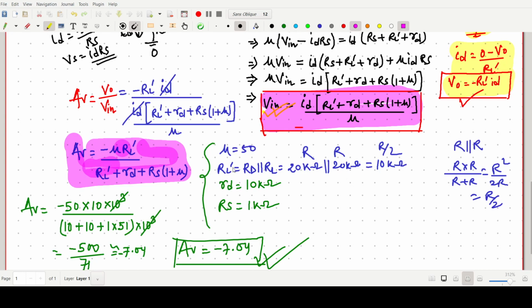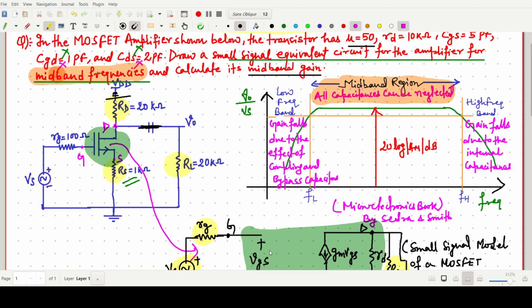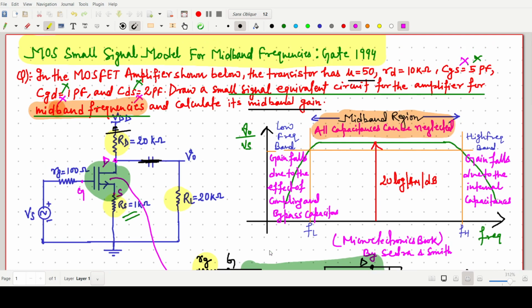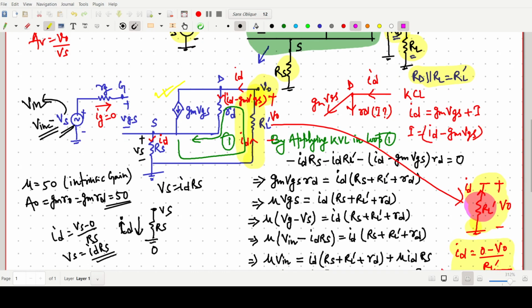So this is the gain, and for RL dash we find it by putting the RD value 20 kilo ohm in parallel with 20 kilo ohm, which gives 10 kilo ohm. RD and RS are given, so after solving the whole equation, we will get the value of voltage gain. This is all about this numerical. This is a subjective type question. Try to practice this question by using the step by step method, and it will really help for other questions.